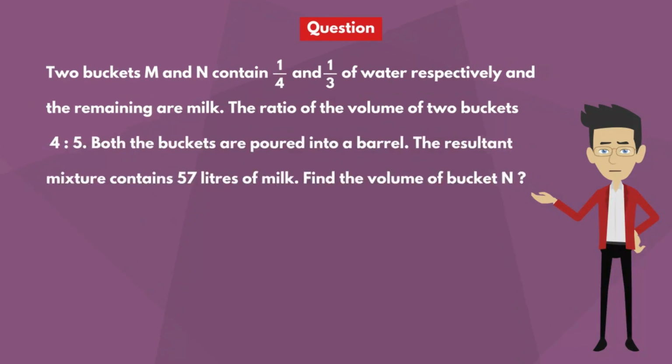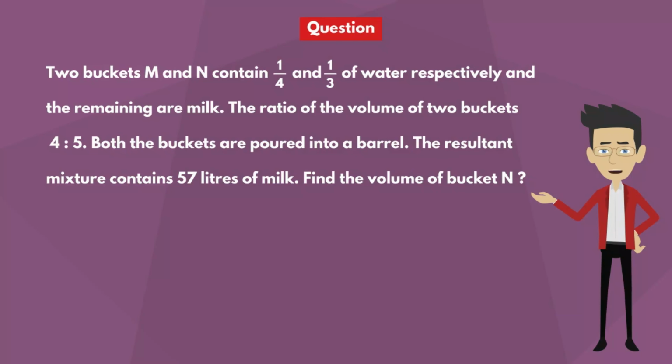Question. Two buckets M and N contain 1/4 and 1/3 of water respectively, and the remaining are milk. The ratio of the volume of the two buckets is 4:5. Both the buckets are poured into a barrel. The resultant mixture contains 57 liters of milk. Find the volume of bucket N.